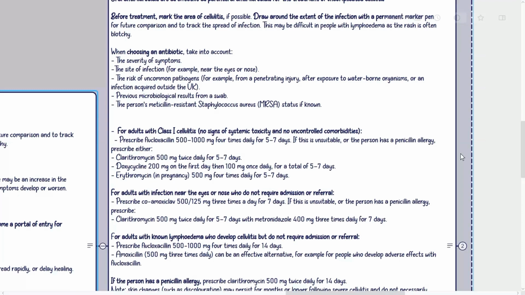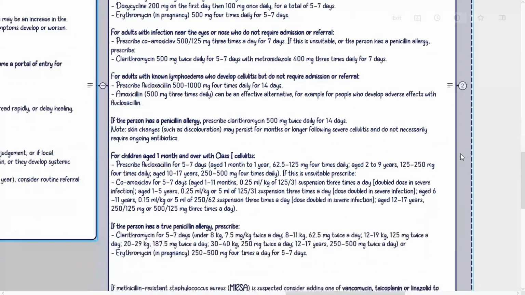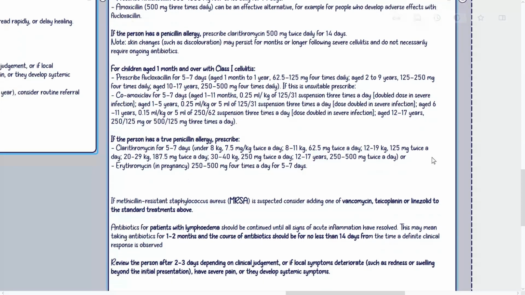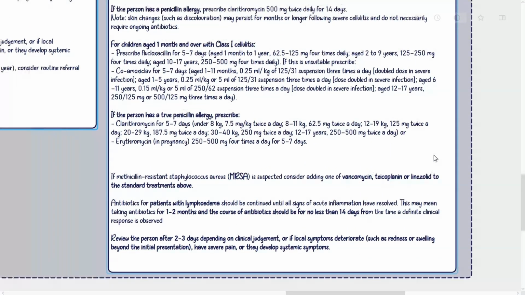For adults with known lymphedema who develop cellulitis but do not require admission or referral, prescribe flucloxacillin 500 to 1000 milligrams 4 times daily for 14 days. Amoxicillin 500 milligrams 3 times daily can be an effective alternative, for example, for people who develop adverse effects with flucloxacillin. If the person has a penicillin allergy, prescribe clarithromycin 500 milligrams twice daily for 14 days. Note: skin changes, such as discoloration, may persist for months or longer following severe cellulitis and do not necessarily require ongoing antibiotics.